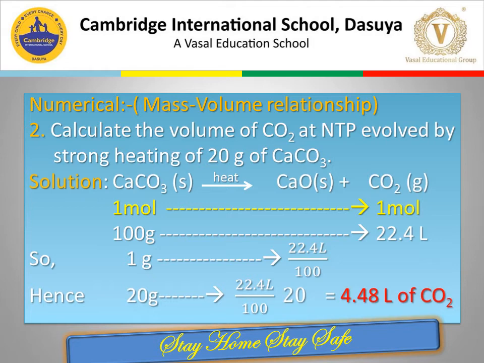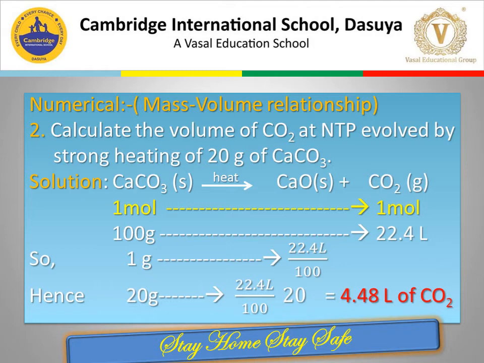Similar unitary method. So 1 gram will give 22.4 upon 100 liters. If we can find it for 1 gram, we can easily find it for 20 gram, which is asked in the question. So multiplying by 20 on both sides, 20 gram of calcium carbonate will give 22.4 liters upon 100 into 20. That works out to 4.48 liters of carbon dioxide.